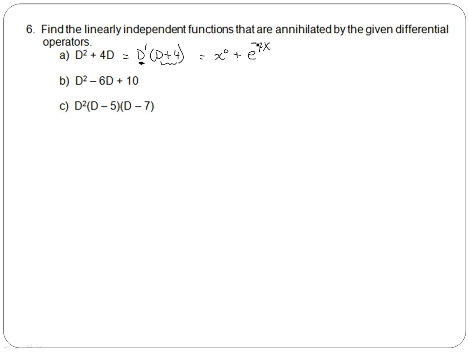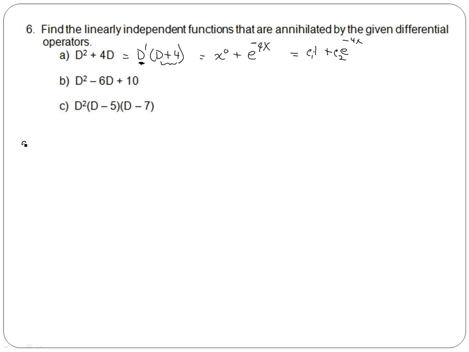That actually annihilates e to the negative 4x. So this will annihilate something like a constant. X to the 0 is a constant. Plus e to the negative 4x. And you could have any constant multiplied by this. So I could put a c1 there and a c2 there.